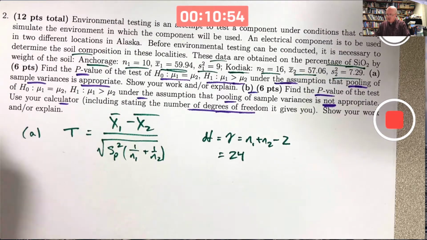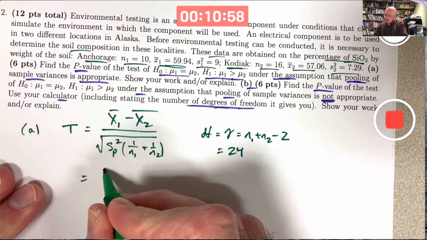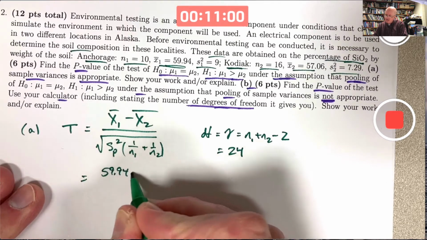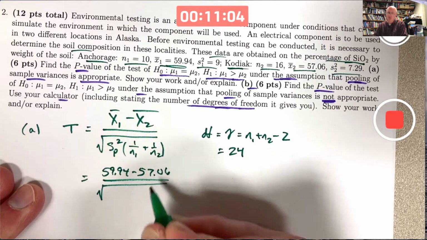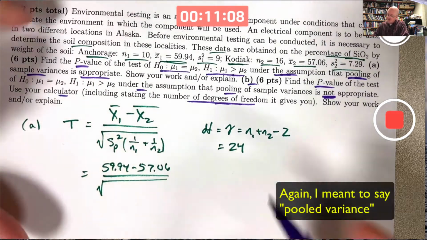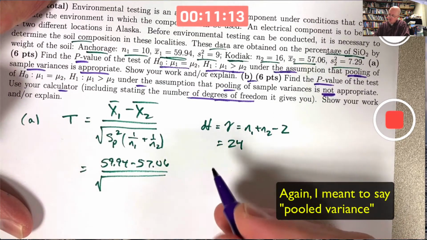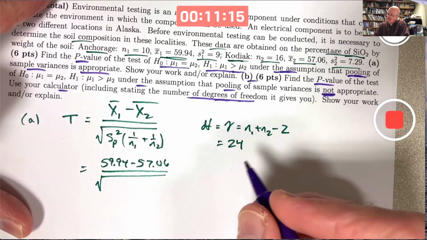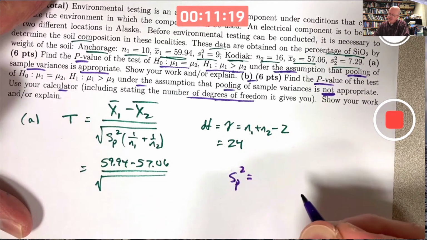So now we actually have to compute this. x1 bar minus x2 bar is 59.94 minus 57.06. What is the pooled proportion? I haven't told you the formula for that yet. It's a special kind of weighted average. The pooled variance, excuse me. The pooled variance is a special kind of weighted average of the other variances.